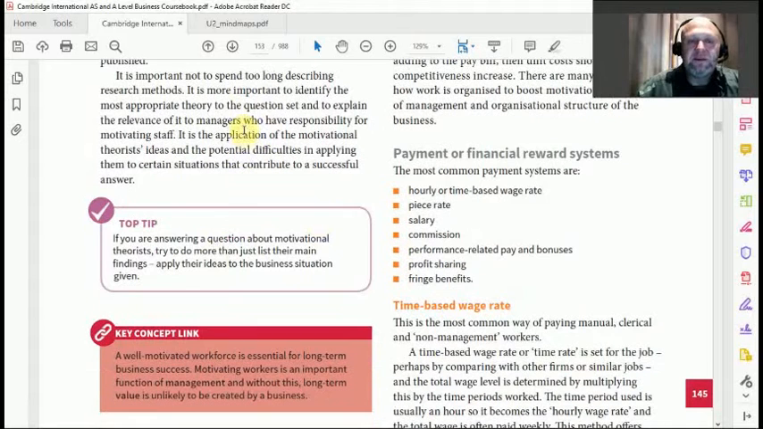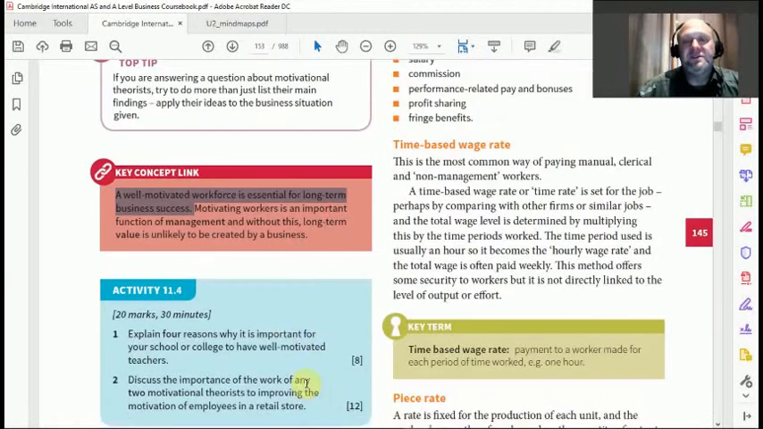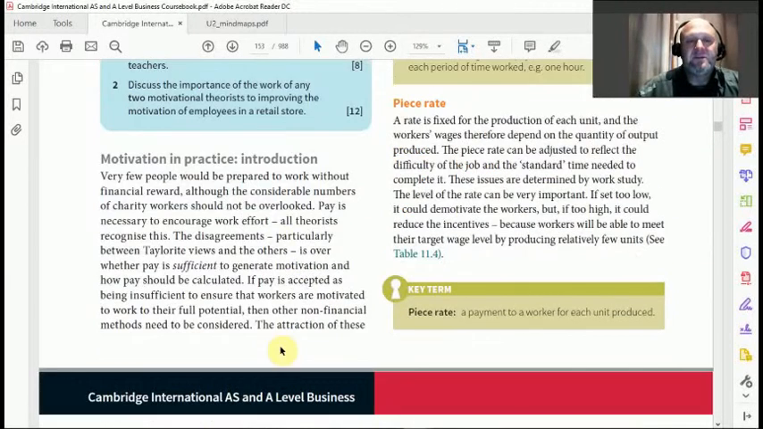Okay, so they're basically saying let's not dwell too much on it, but the key point here is a well-motivated workforce is essential for long-term business success. Motivating workers is an important function of management, and without this, long-term value is unlikely to be created for the business. Okay, so motivation in practice.